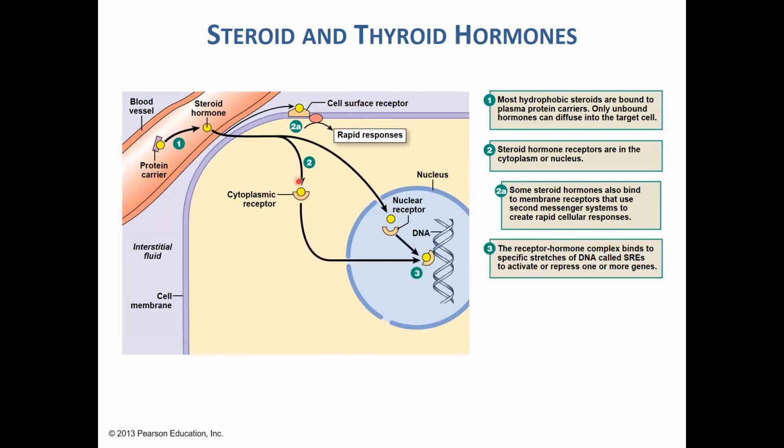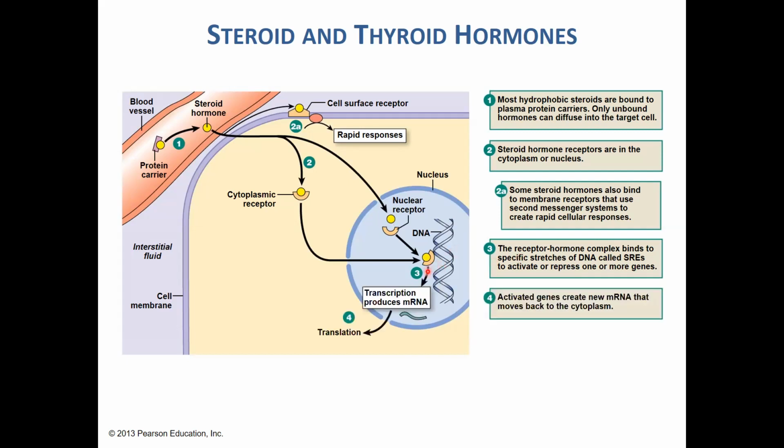The binding of the hormone to the cytoplasmic receptor changes the conformation and allows it to be transported through the nuclear pores into the nucleus. Binding of the hormone to the nuclear receptor inside the nucleus changes the conformation and allows it to bind to these different steroid regulatory elements. These are elements within the gene that can either activate or decrease transcription of the gene.